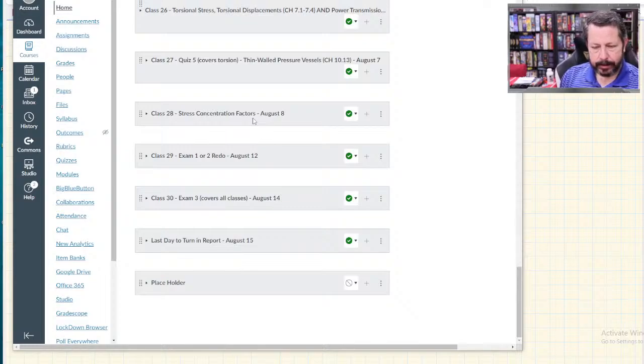The last day to turn in the report is actually August 15th. That's what we're going to talk about today, this report. It's normally what we do. If we were in person, you'd get in a group of 3 or maybe 4 people, and I'd give you an assignment to build the strongest, or strongest compared to its weight, so the ratio of strength to weight, truss that can support a load in this location.